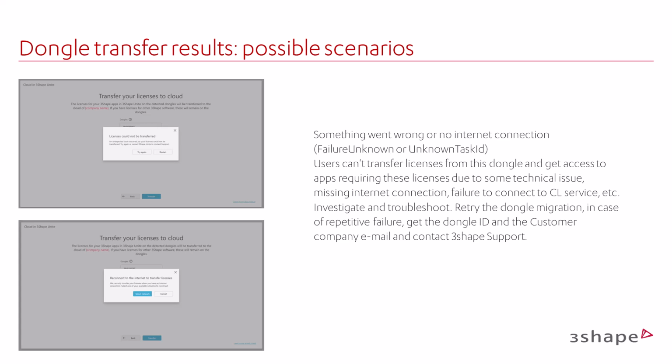To address this issue, users should first investigate why it's not possible to read the dongle. They should check the internet connection, unplug and replug the dongle to the laptop, and retry the dongle migration. If the issue persists, they should contact 3Shape support immediately.